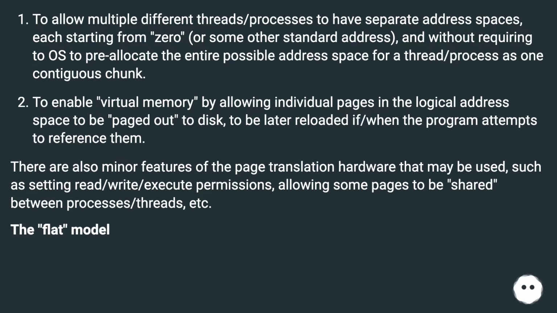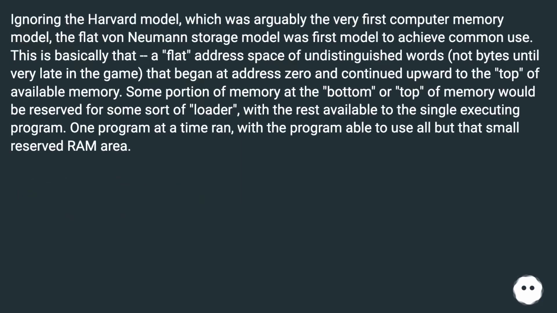The flat model. Ignoring the Harvard model, which was arguably the very first computer memory model, the flat von Neumann storage model was the first model to achieve common use. This is basically that, a flat address space of undistinguished words, not bytes until very late in the game, that began at address 0 and continued upward to the top of available memory. Some portion of memory at the bottom or top of memory would be reserved for some sort of loader, with the rest available to the single executing program. One program at a time ran, with the program able to use all but that small reserved RAM area.